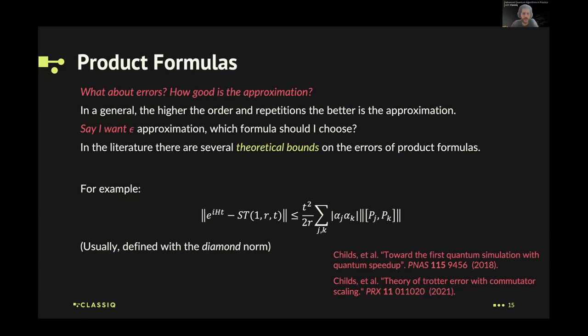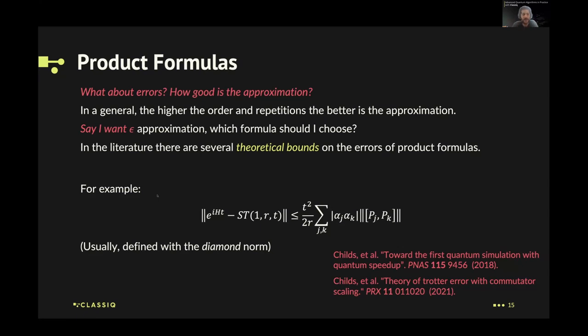Okay, so I told you that we have a formula that approximates our evolution, but I didn't say anything about how good the approximation is. I just said that higher order and higher repetition will give you a better approximation. But of course, usually we're interested in more precise questions and answers. So let's say I want an epsilon approximation for my Hamiltonian dynamics, and then I ask, which formula should I choose? Now, this is not an easy question. There are several papers that treated this question.